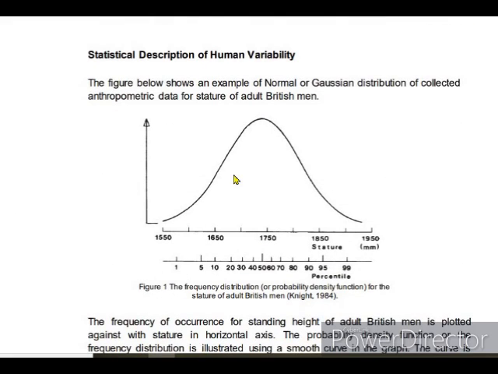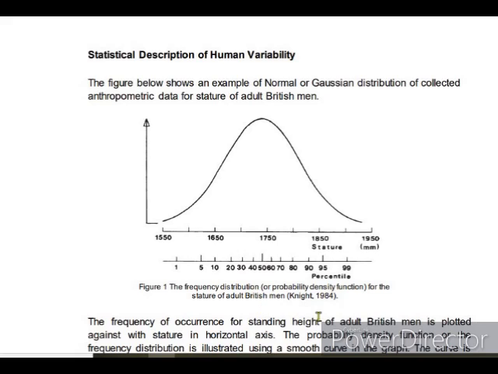Next, statistical description of human variability. The figure below shows an example of a normal or Gaussian distribution of collected anthropometric data for stature of adult British men. So this is for British people. We all know that those Westerners are larger than us, so this won't apply to us. But for the sake of discussion, because this is well known around the world, we have to discuss this. So figure 1, the frequency distribution or probability density function for the stature of adult British men.